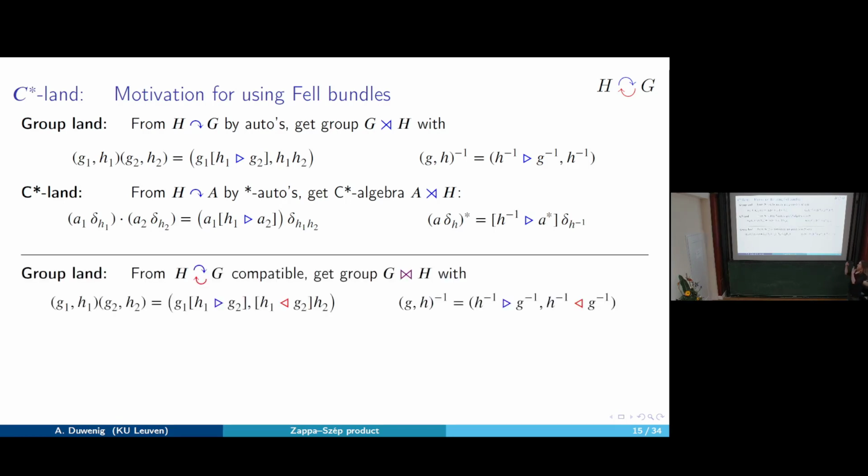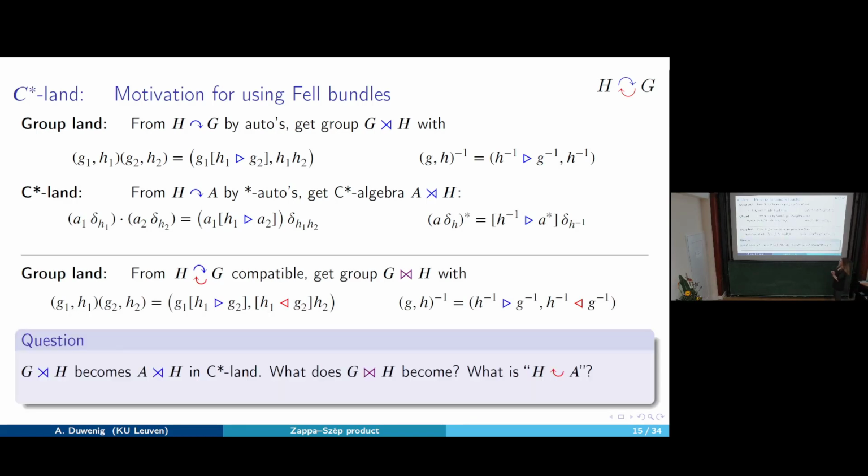So now, the Zappa-Szép product, this was the generalization of this setting here, where we have two actions. And the question that Boyu and I asked ourselves was, if the semi-direct product in group land becomes the cross product, then what is the Zappa-Szép product? So what does that become in C-star land? And in particular, what does it mean for A to act back on H, right? Because you need a two-way action, not just a one-way action. And then once we have figured out what it is, what results can be generalized from the cross product to our new.